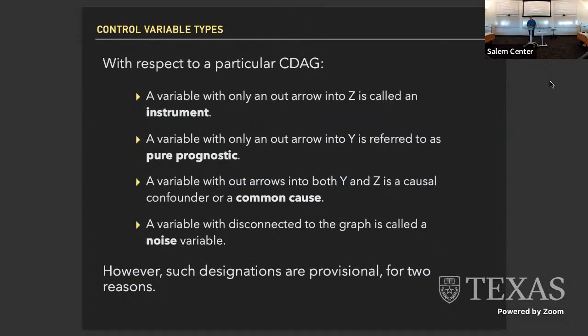Okay, so now that we have this, I want to tell you the way that I've been thinking about these things, which is once you have the DAG in hand, you can start... the causal directed acyclic graph. I think I mentioned it, but I didn't say it. Causal directed, so DAG. So basically, arrows that point only into Z, I refer to as instruments. That's sort of intuitive if you think about it. Pure prognostic would be the variables that don't have a relation to anything and point only into Y. Common cause is one that has causal arrows going into both. And of course, if there's a variable that's just disconnected, then that's a noise variable.